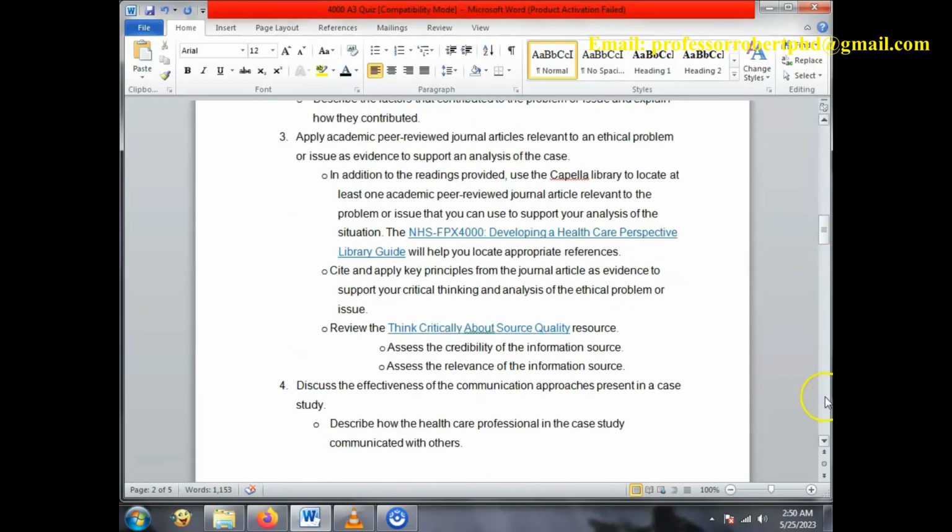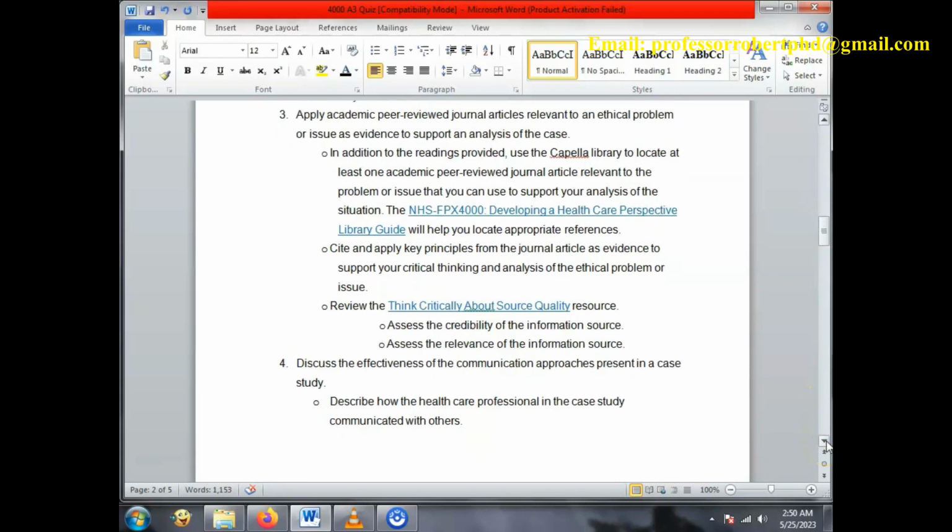3. Apply academic peer-reviewed journal articles relevant to an ethical problem or issue as evidence to support an analysis of the case. In addition to the readings provided, use the Capella library to locate at least one academic peer-reviewed journal article relevant to the problem or issue that you can use to support your analysis of the situation. The NHS-FPX 4000 Developing a Healthcare Perspective library guide will help you locate appropriate references. Cite and apply key principles from the journal article as evidence to support your critical thinking and analysis of the ethical problem or issue. Review the Think Critically About Source Quality resource. Assess the credibility of the information source. Assess the relevance of the information source.